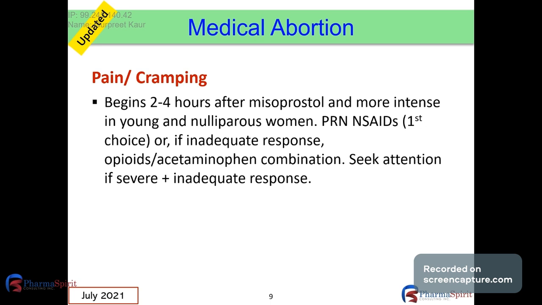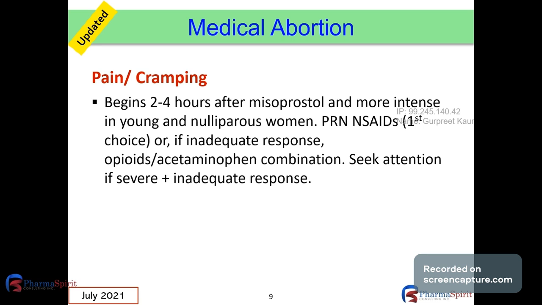Even though we know that NSAIDs inhibit prostaglandin production, they are still the drugs of first choice for managing pain and cramping after medical abortion. If the NSAIDs give inadequate response, then we can use a combination of opioids plus acetaminophen, something like Tylenol number 3, as needed to control the pain and the cramping.